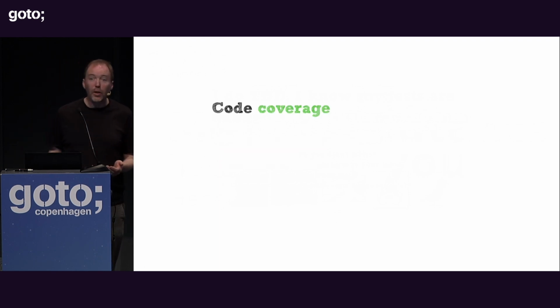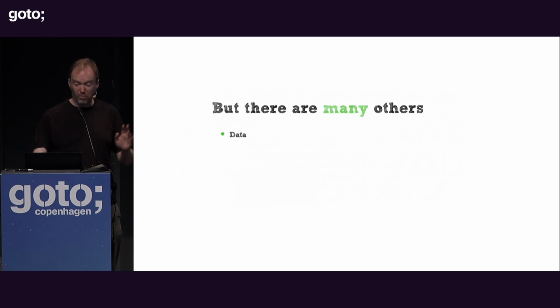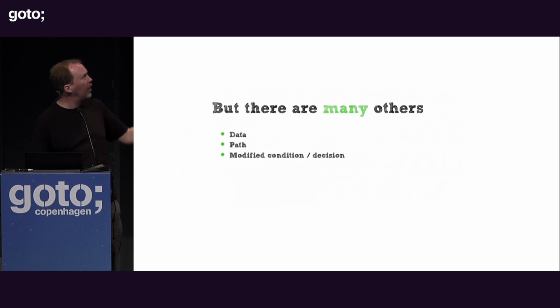And another common answer is code coverage. When people say code coverage, they usually mean line, branch, or statement. There's actually loads more out there. There's data, path, modified, all sorts of exotic things I actually don't know all that much about, apart from the fact that very few people use them.